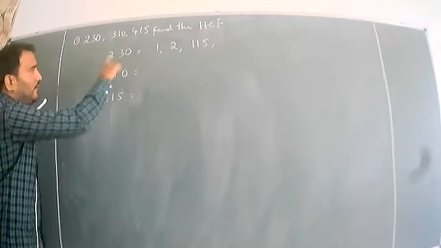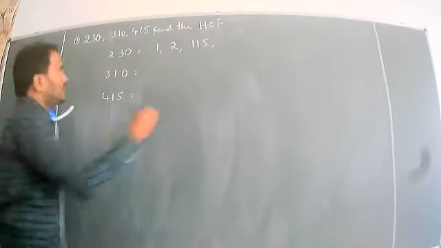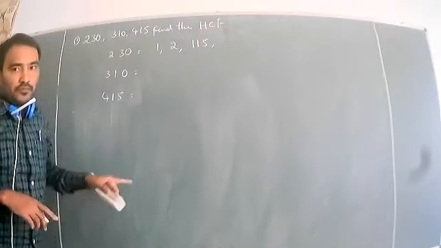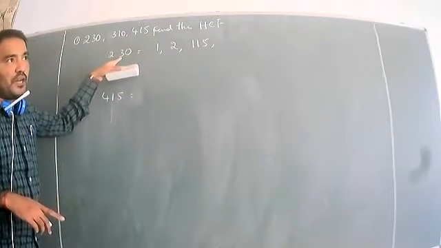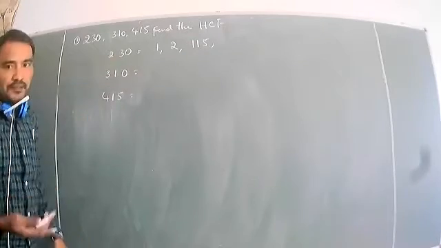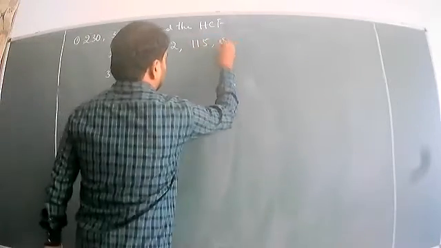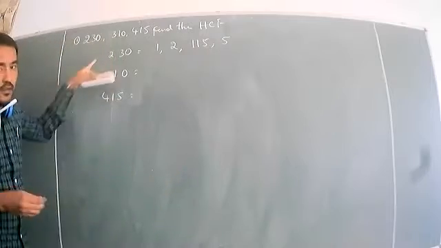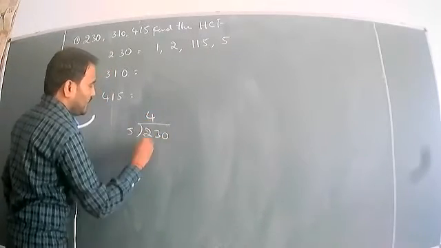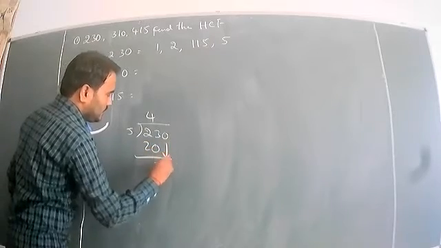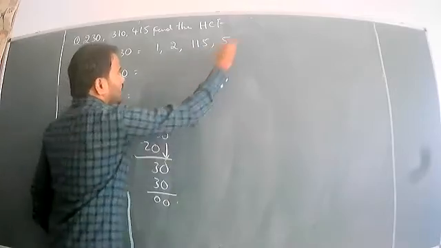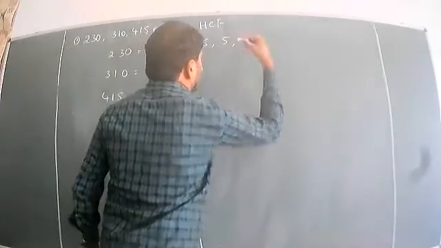2 plus 3 is 5. It is not divided by 3. Next, can we check 4? The last two digit number is 30. Can 4 divide 30? No, 4 7s are 28. 4 cannot divide it. Next, 5. Yes, it divides. Check that: 5 4s are 20, 3 remaining, 5 6s are 30. Yes, 5 46s are 230.